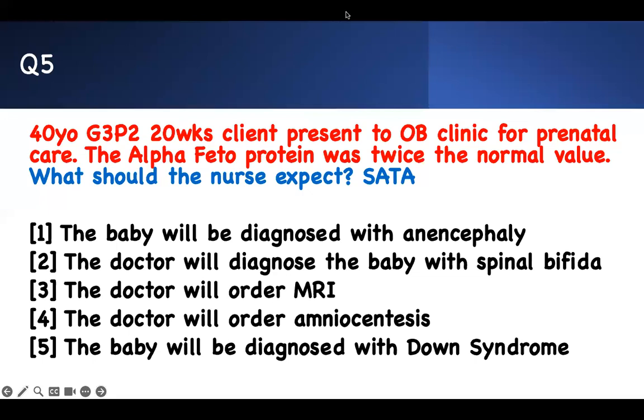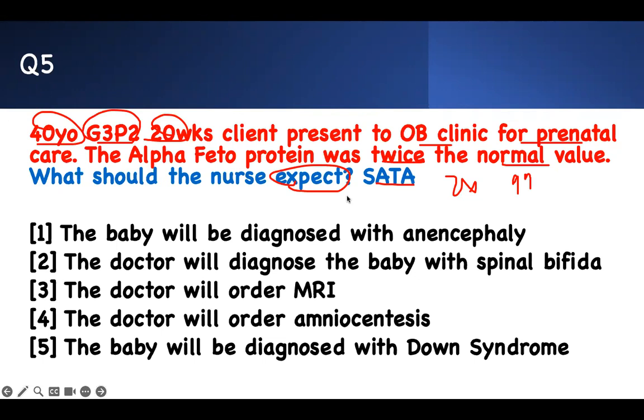Number 5. Same thing. What should the nurse expect? What do I expect? Select and apply. 20-year-old G3P2. That means still pregnant, 20 weeks. Present to the OB clinic for prenatal care. The alpha fetoprotein was twice normal, so it's more than normal. It's what? Elevated. What should I expect?